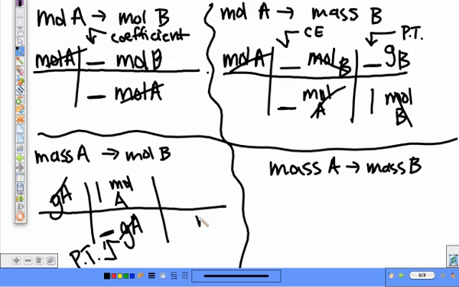Now that we're in moles, we can convert from one to another. So we have moles of A on the bottom. That way our units cancel out. Then we'll have moles of B on top. And these two numbers come from coefficients. Whenever you're going from moles to moles, they always come from the coefficient. Now we're left with the correct units.